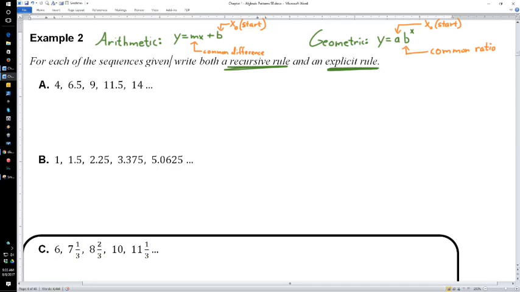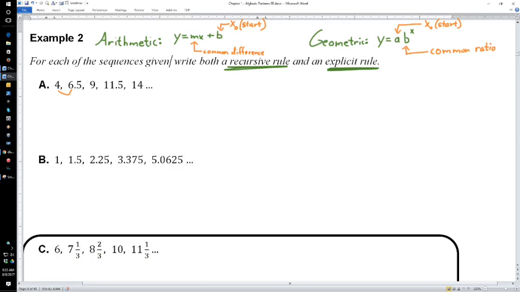So let's talk about this. For letter A, first things first, we have to decide which one is it. Are we adding or subtracting the same thing, or are we multiplying and dividing? So I'll just start off with multiplying and dividing. I'll do 6.5 divided by 4, and you get 1.625. If I did 9 divided by 6.5, I get 1.384. And already, these are very different. So we're just going to go ahead and erase them, and we'll try subtracting.